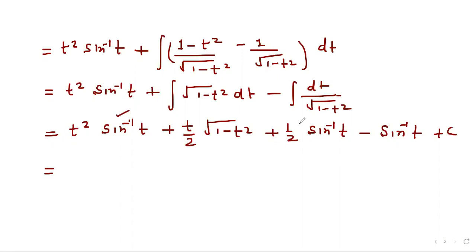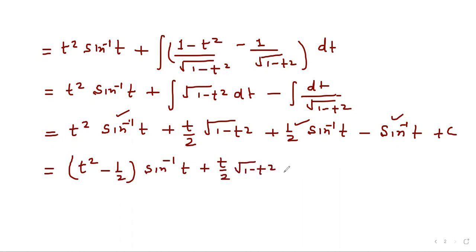There are three terms here. So, t square minus half times sine inverse t plus t by 2 root 1 minus t square plus c. So we can put the values of t when we put, so our equation will become 1 by 2.